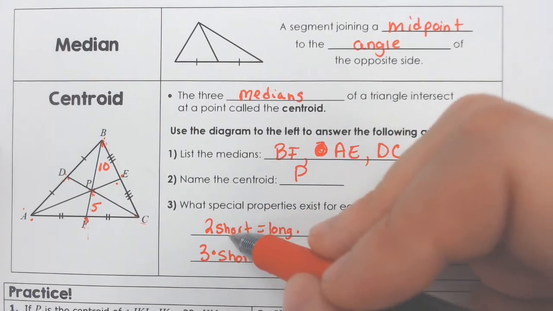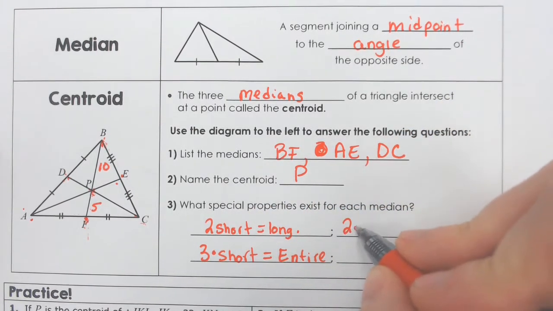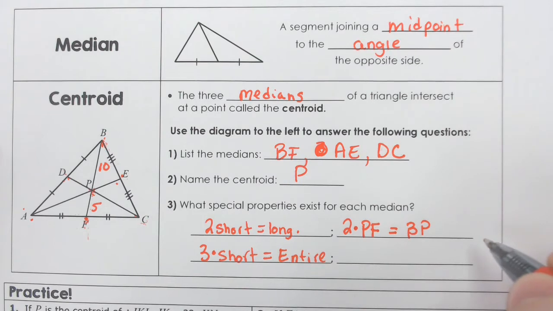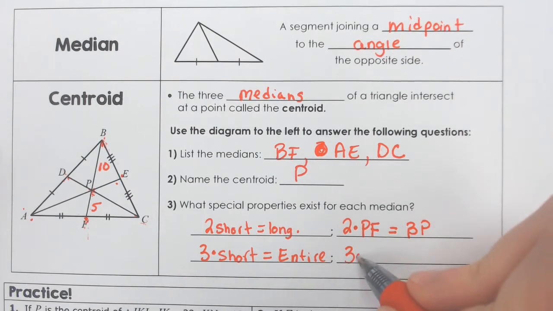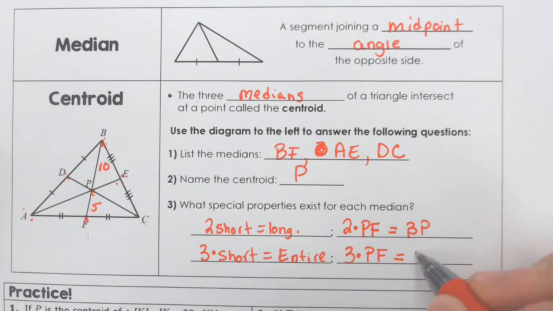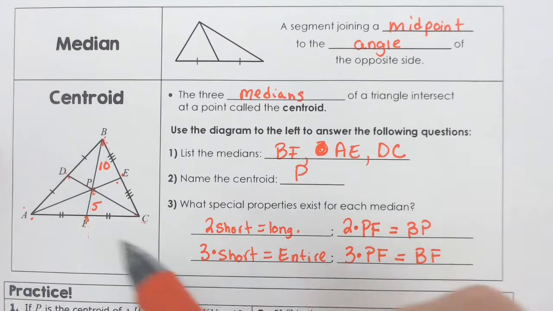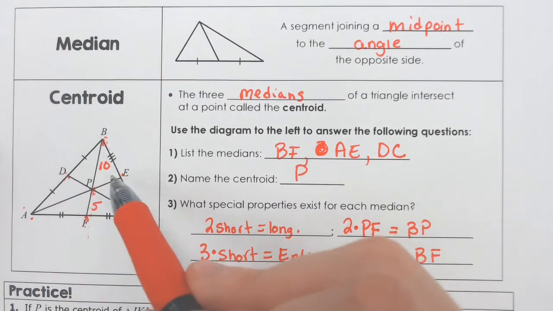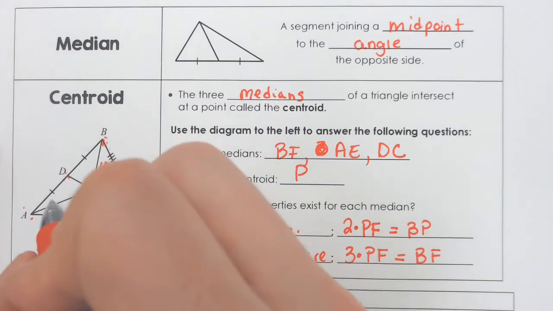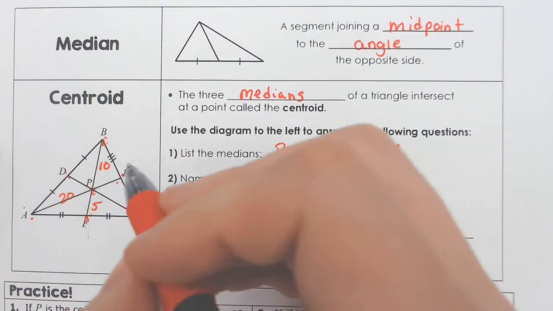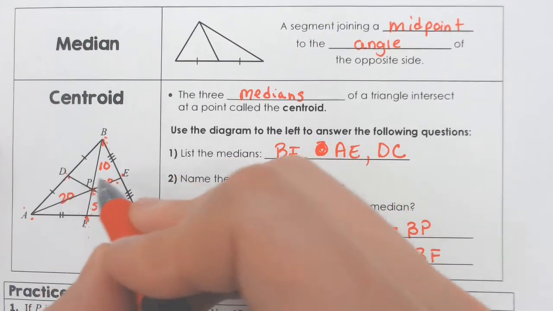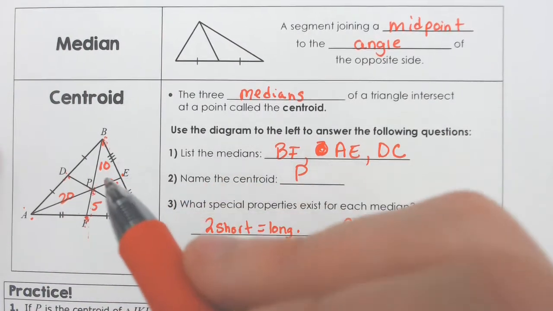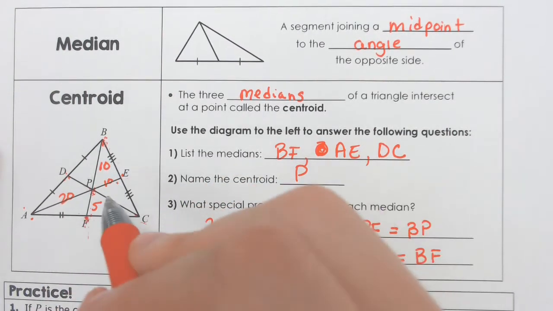Now, if you don't like to think of it as short and long, you could say 2 times PF would equal BP. And you could also say 3 times PF would equal all the way from B to F. I just focused on this one median, but that is true with all of the medians. So if A to P happened to be 20, P to E would be 10, to make that half of A to P. So the relationship works with every single one of these medians.